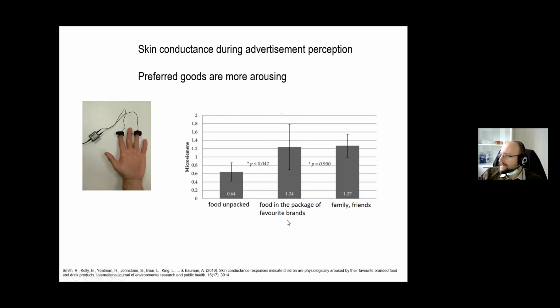And we can see here that there was no difference in skin conductance or arousal between pictures of friends and food in the favorite packages, but the same food unpacked, without the package, provoked a much smaller activation of skin conductance.